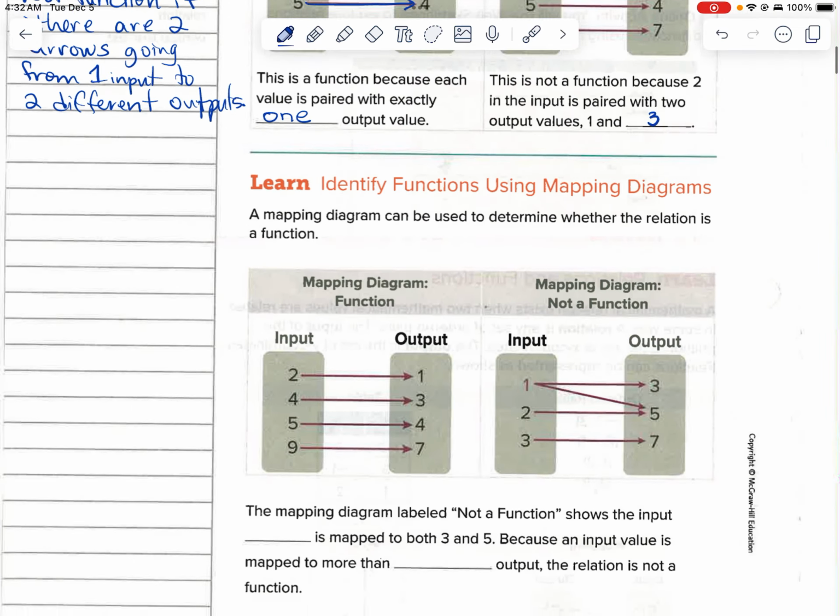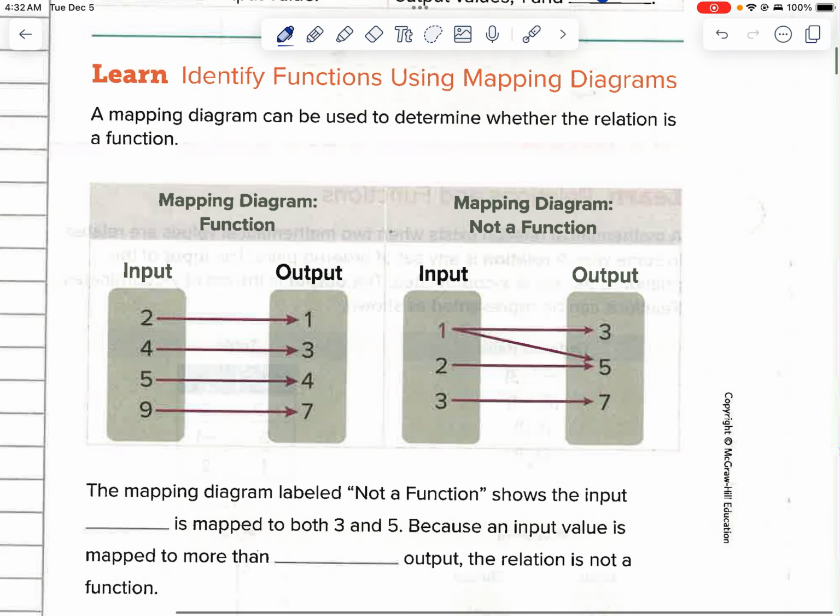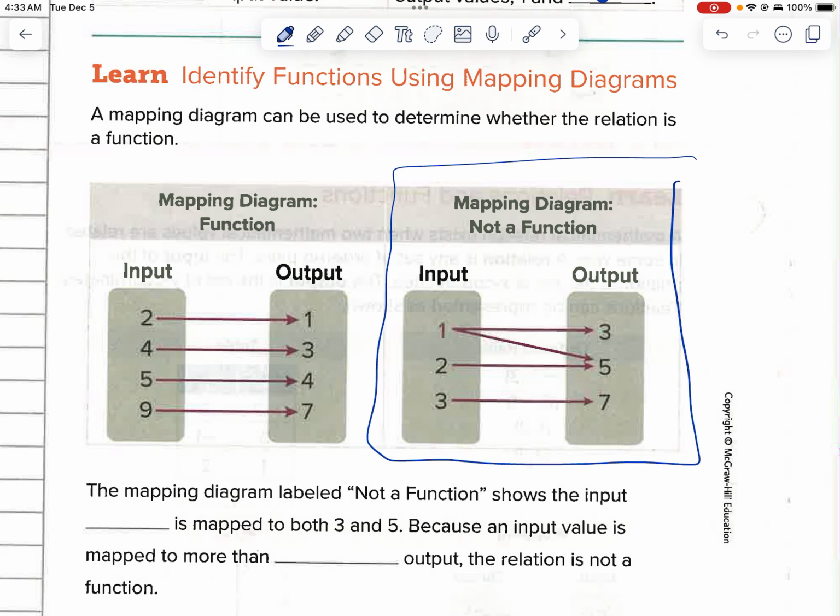Okay? So let's look down here. The mapping diagram labeled not a function shows the input value blank is mapped to both 3 and 5. So looking over here on the not a function, which one is mapped to both 3 and 5? Well, if I look at it, 1 is going to both 3 and 5. Because the input is mapped to more than one output, it is not a function.